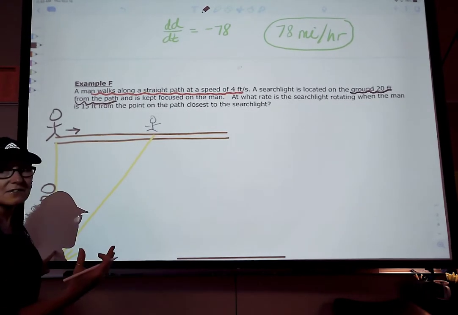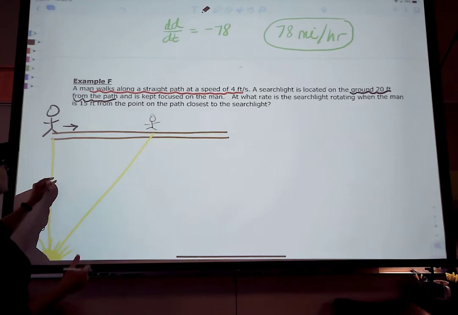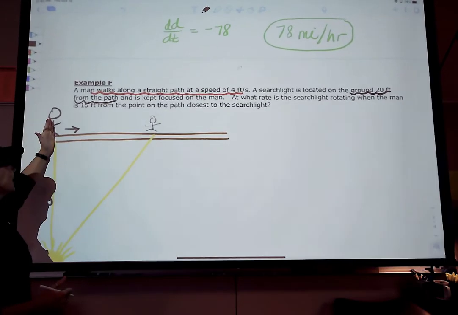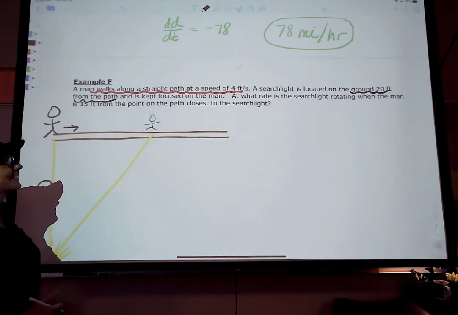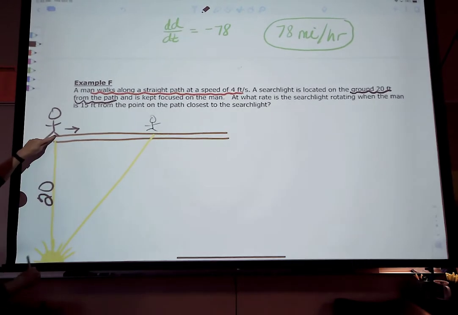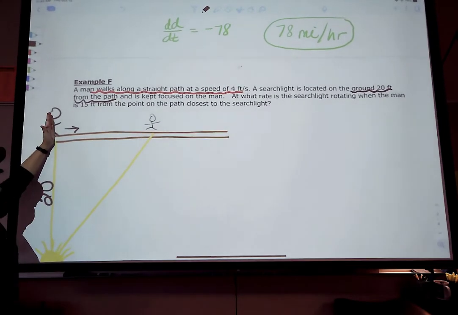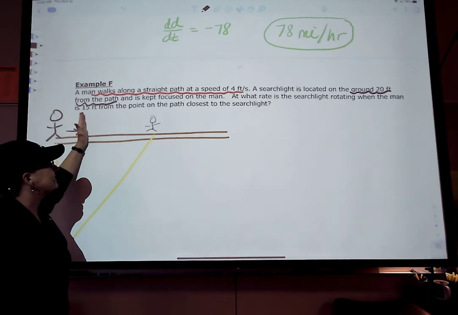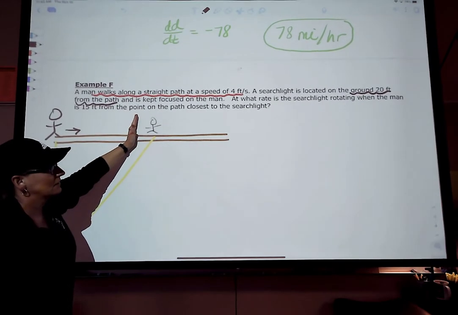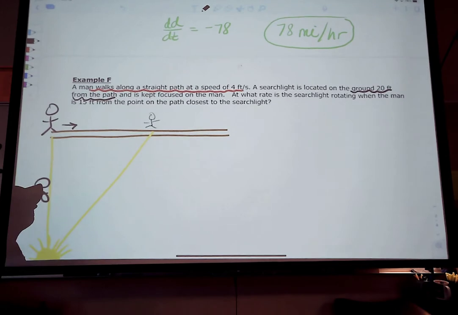That's the best way they can come up with the wording to say when his distance from here is 15, okay? So this is where he's closest to the light. He's walking away from the light. When his distance gets to 15, that's what we want to focus on.